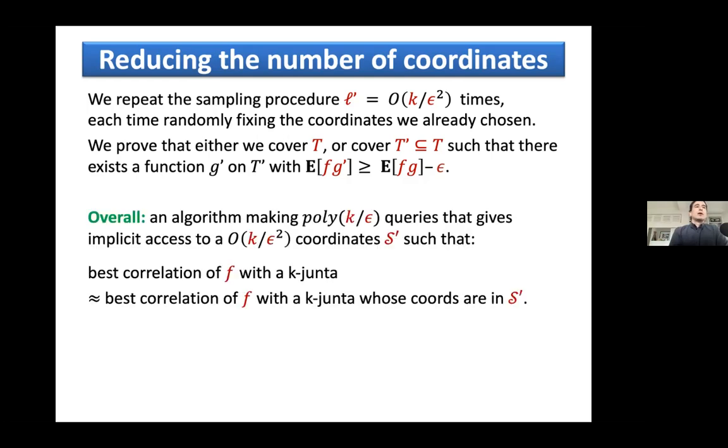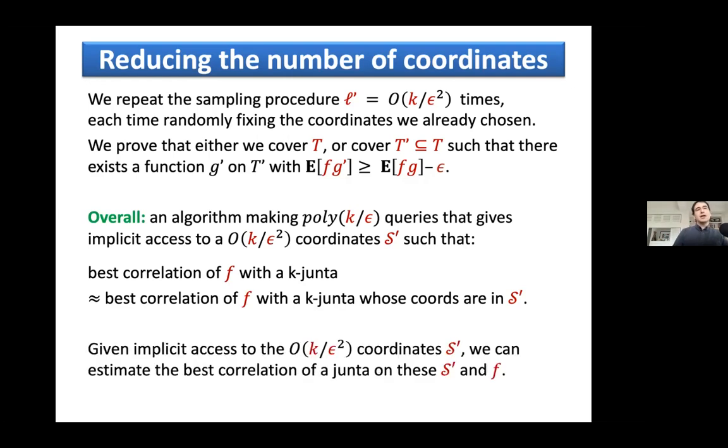Okay. So overall, what did we get? We got an algorithm, and so far everything worked in polynomial in K over epsilon. And it gives us implicit access to order K over epsilon squared coordinates such that the best correlation of F with a K junta is similar to the best correlation that F has with a K junta on coordinates inside S prime. Okay. And moreover, we now have implicit access to these coordinates and oracle access, so we can estimate the best correlation that F has with the best junta on S prime.